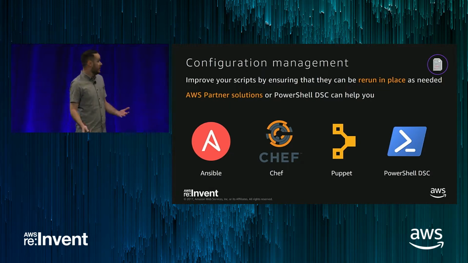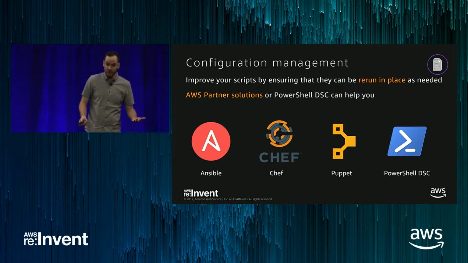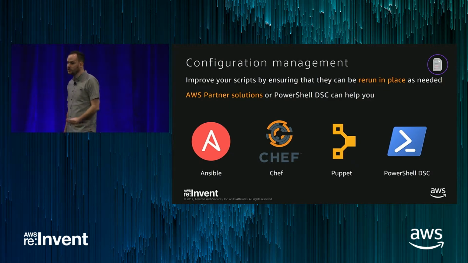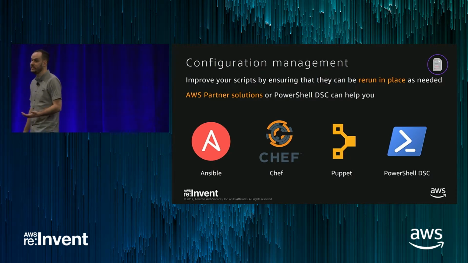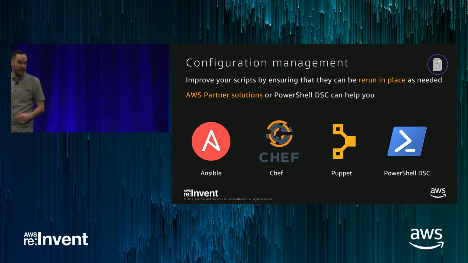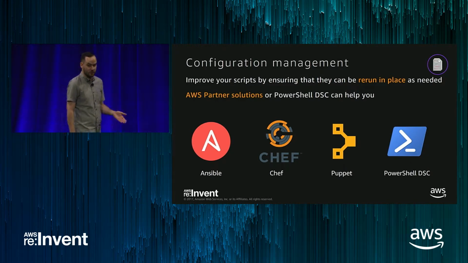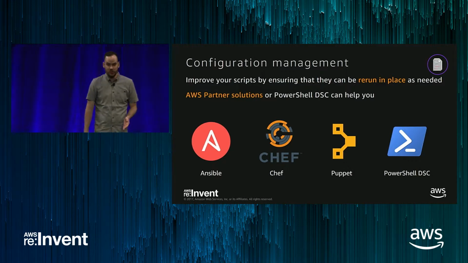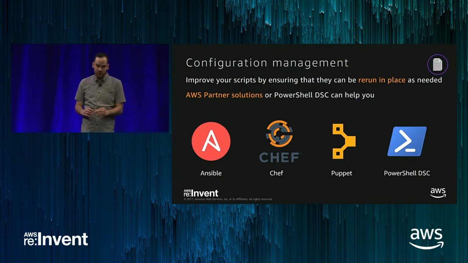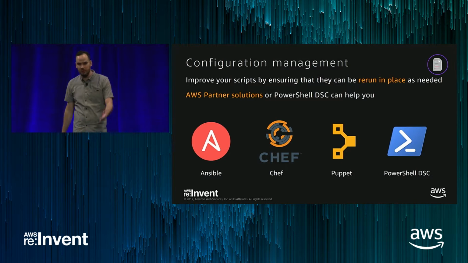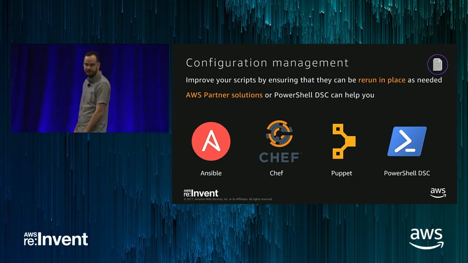In terms of configuration management, you can definitely improve your scripts. Making scripts reusable is great. Making them rerun in place is really ideal. So we have a lot of AWS partner solutions that can help with that, from Ansible, Chef, and Puppet. Or if you're on the Windows side mostly, and you want to keep it just plain, PowerShell DSC is also a great option.